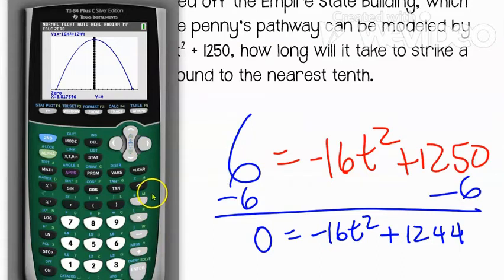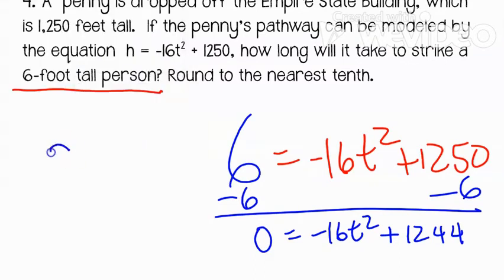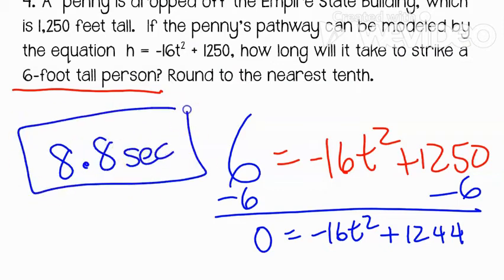And it looks like the 0 is 8.817. So about 8.8 seconds later, oh gosh, please don't ever do that. If a penny hit somebody from dropping off the Empire State Building, it would cause some serious irreparable harm, possibly even death.